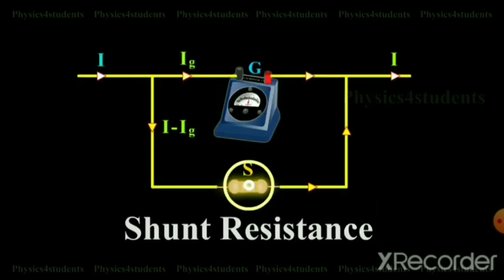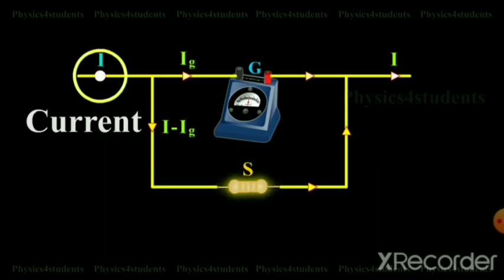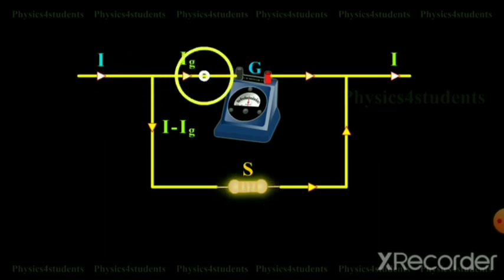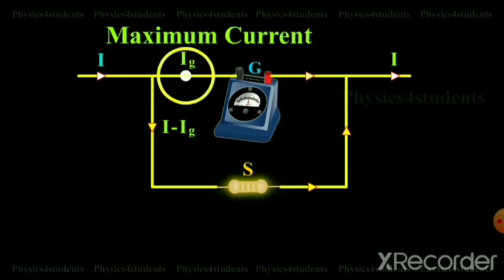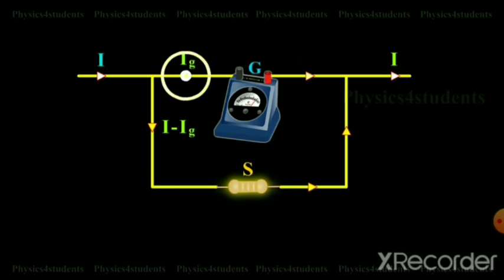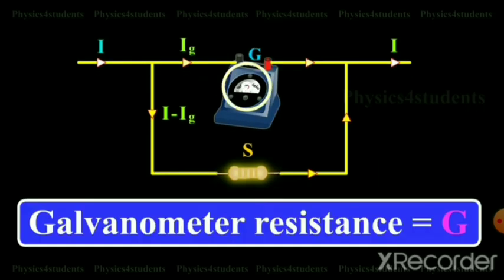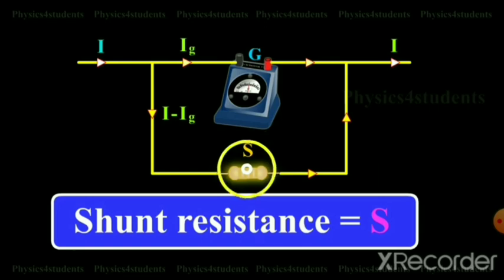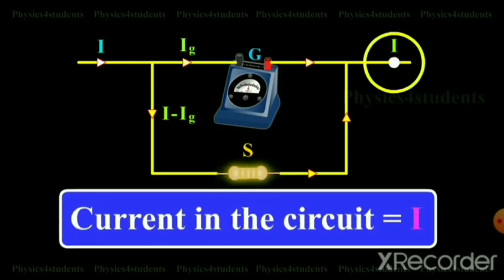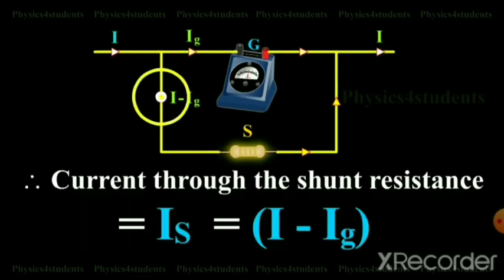The value of shunt resistance depends on the fraction of the total current required to be passed through the galvanometer. Let Ig be the maximum current that can pass through the galvanometer. The current Ig will give full-scale deflection in the galvanometer. Galvanometer resistance is equal to G. Shunt resistance is equal to S. Current in the circuit is equal to I. Current through the shunt resistance is Is equal to I minus Ig.